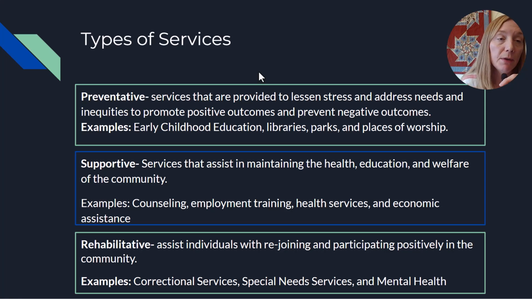The last one is rehabilitative services, and they assist individuals with rejoining and participating positively in the community. So, really thinking about making sure every individual has a positive place in the community, has their role, has an understanding of what's expected and social norms, and is able to participate in a positive way. Examples include correctional services, special needs services, and mental health.